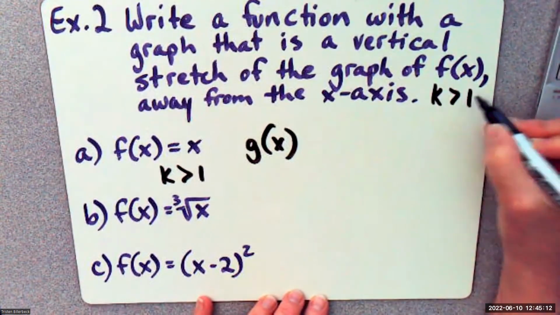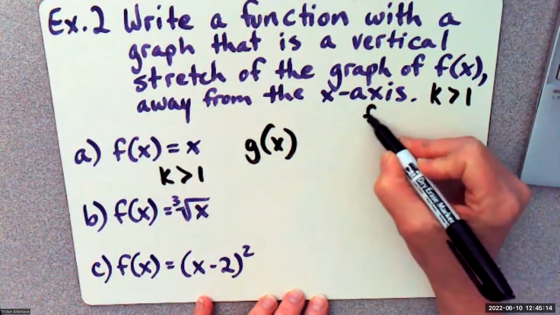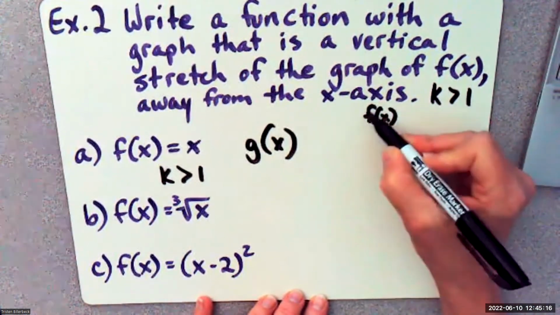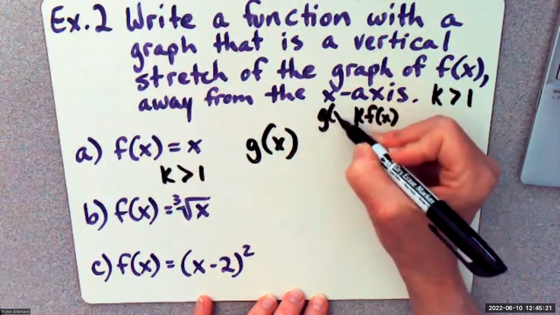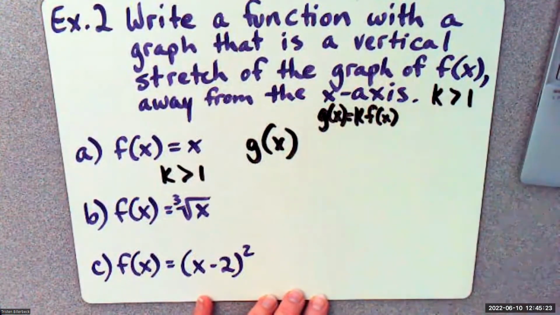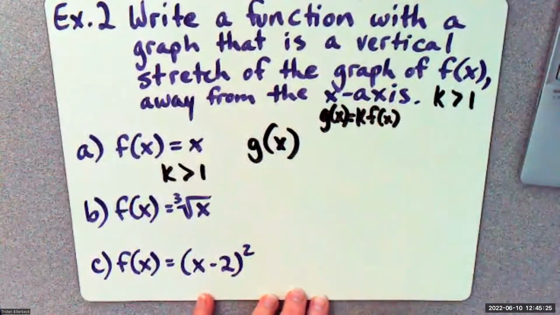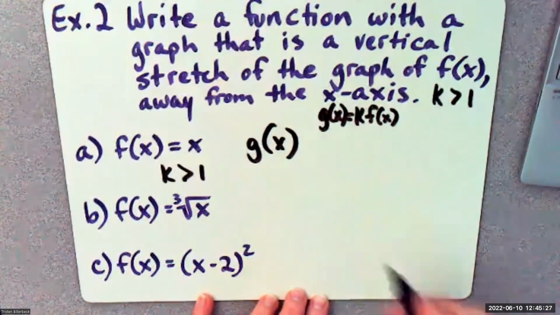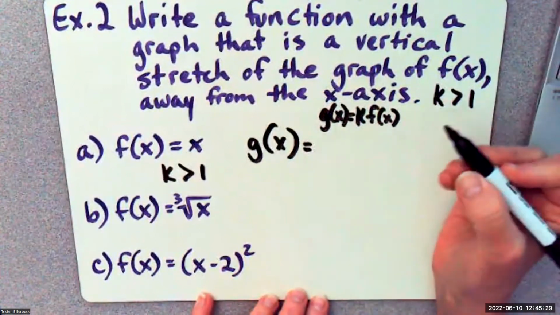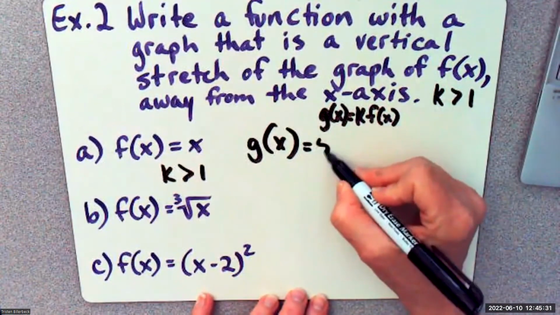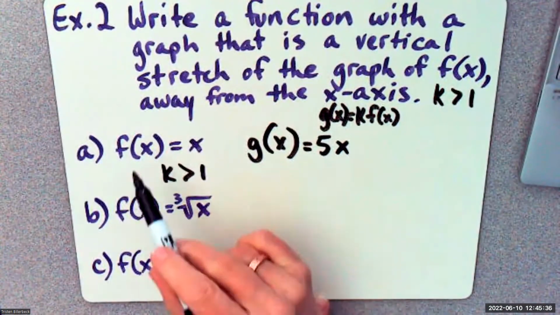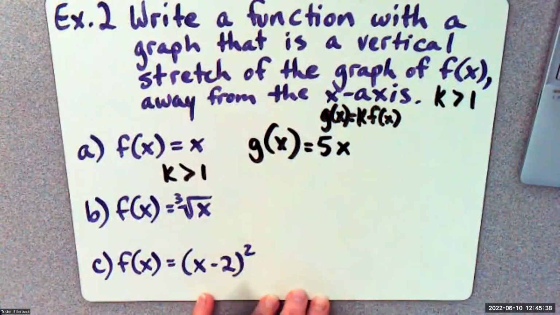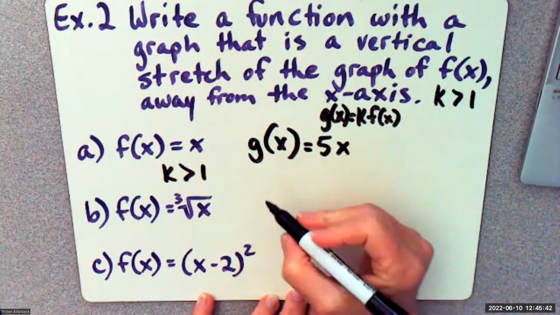K is greater than 1 if we're looking at g of x equals k times f of x. So that's what we're looking at. All right, so then this just means that I'm going to put in maybe a 5x. Since f of x is x, I can just write 5x, and that's a vertical stretch.